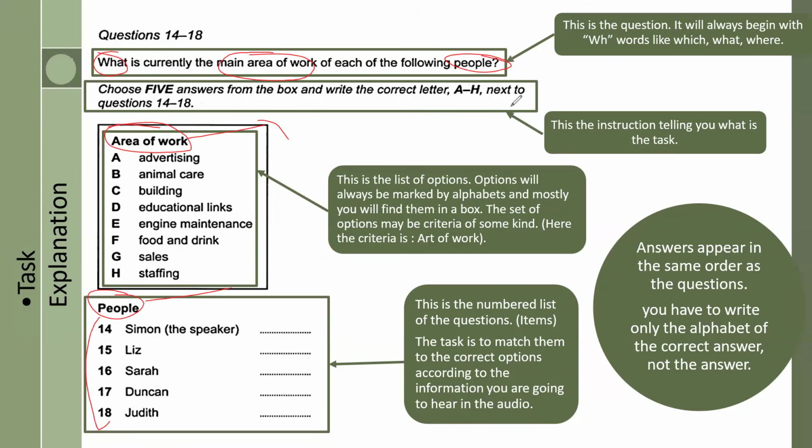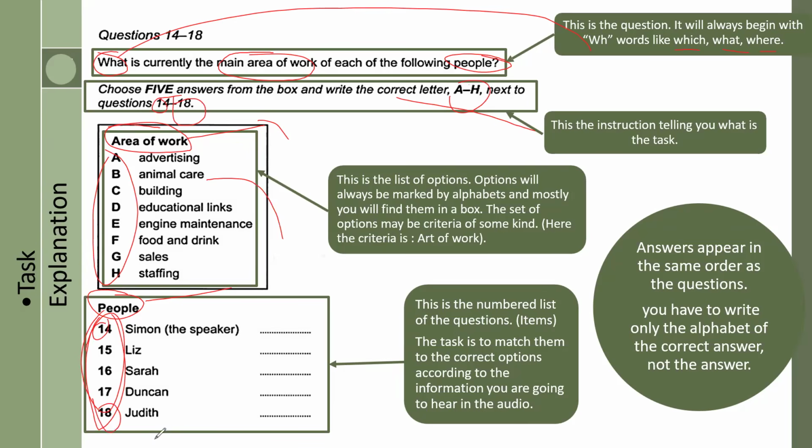And when it comes to people, the second part, these are your questions. So this is your instruction, as I said, and as I told you earlier, it may start with a WH type of question. There can be which, what, where, when, why, how, etc. So choose five answers. These are five questions, so we need to select only five options from the box. Write the correct letter A to H next to questions 14 to 18. So this is from question 14 to 18.